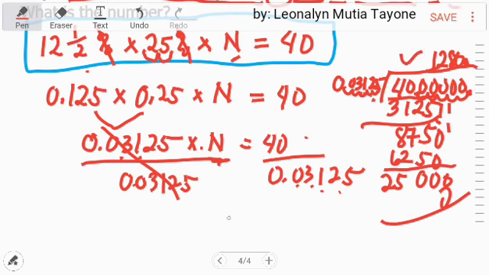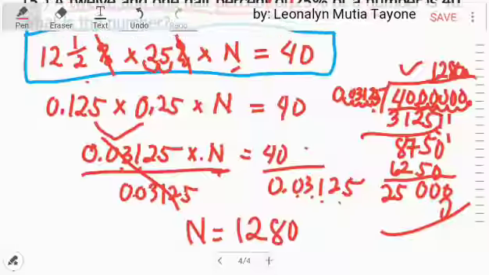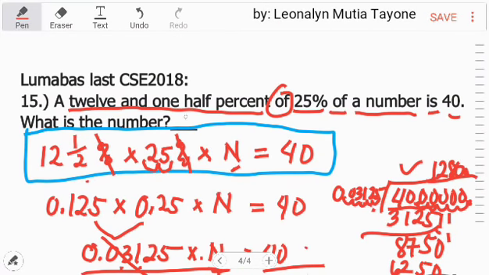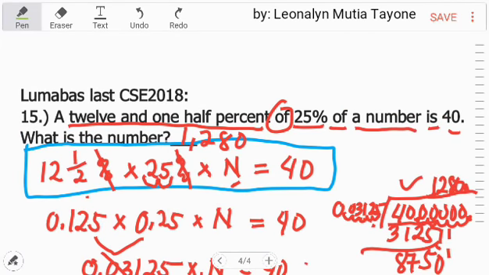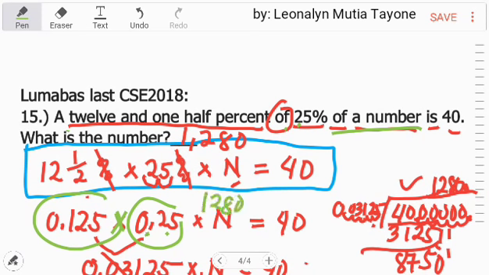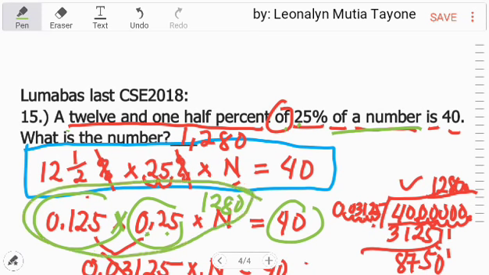So, ang answer dito ay 1,280. Yan yung equivalent ng n. What is the number? 1,280. I-double check natin. 12 and 1/2%, yan yung 0.125 natin. Of multiplication, 25%, yan yung 0.25. Ang number natin ay 1,280 equals 40. I-multiply mo siya lahat, and the answer is 40.